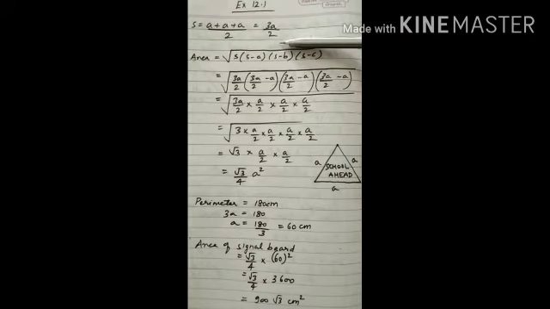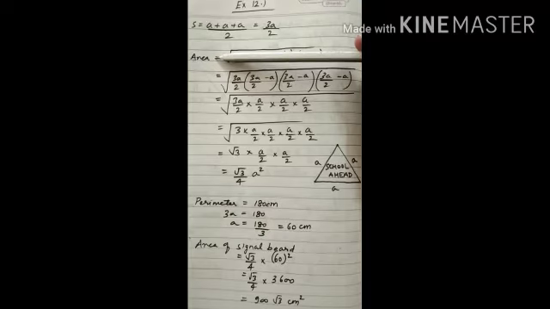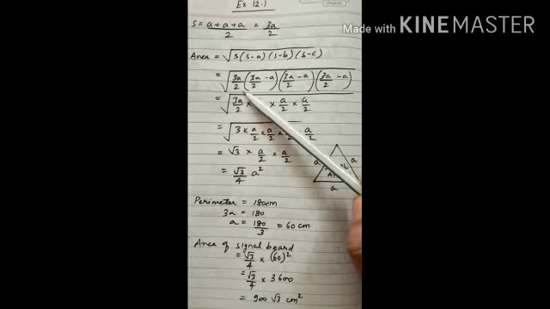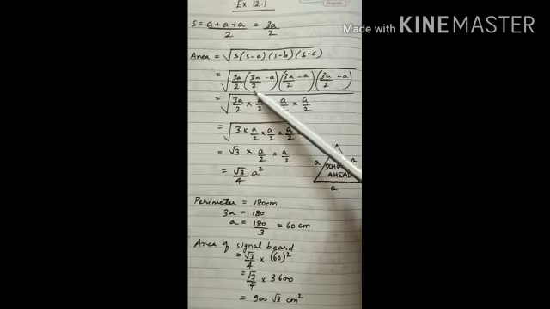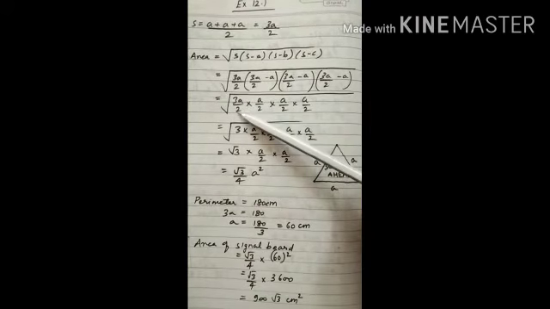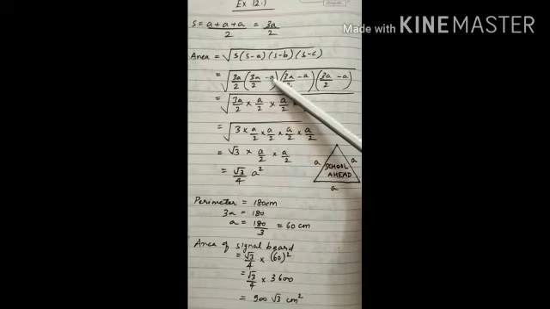3A by 2. Then we will calculate the area by using Heron's formula, root S into S minus A, S minus B, S minus C. In place of S, 3A by 2, and again in the first bracket 3A by 2, in place of S, minus A, S minus B, in place of S 3A by 2 and in place of B also A, because all the three sides of the triangle are same. Third bracket 3A by 2 minus A. Next step 3A by 2 as it is. On solving 3A by 2 minus A, we will get A by 2. Same in the second and third bracket also A by 2, A by 2.